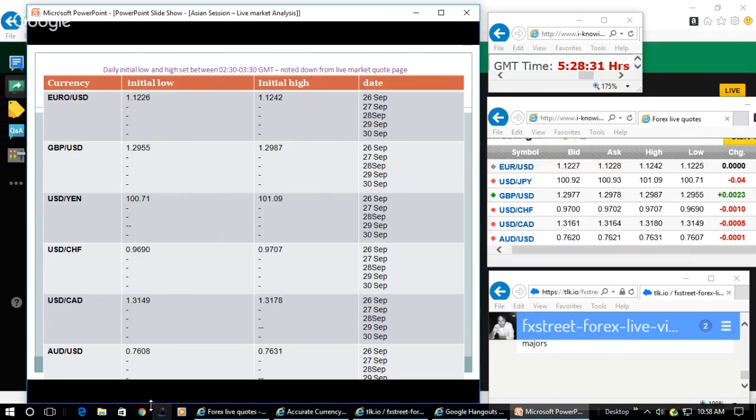And in the case of Australian dollar, 96.08 was the initial low. They have just breached it by one pip, and 76.07 has become the new low. And the high is not being breached, 76.31.